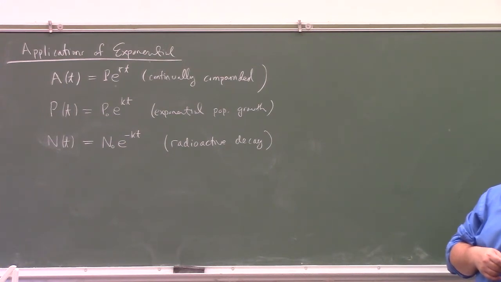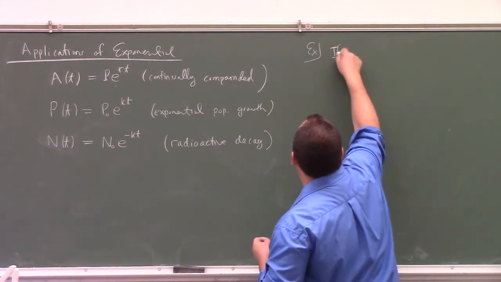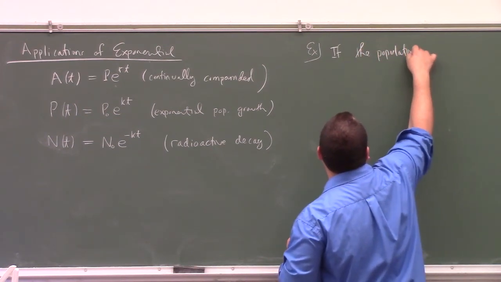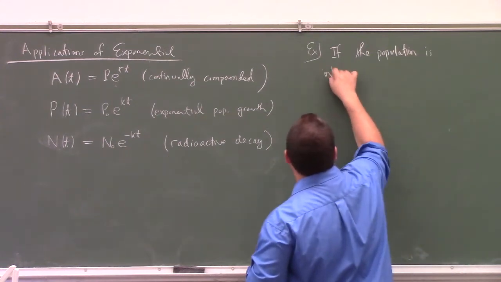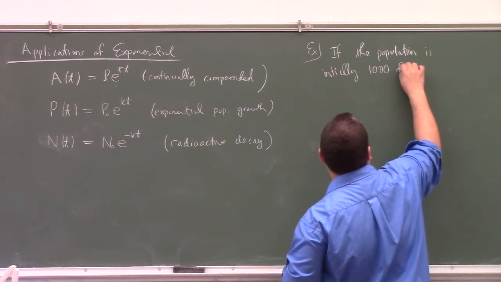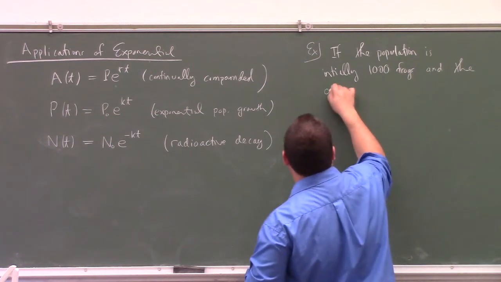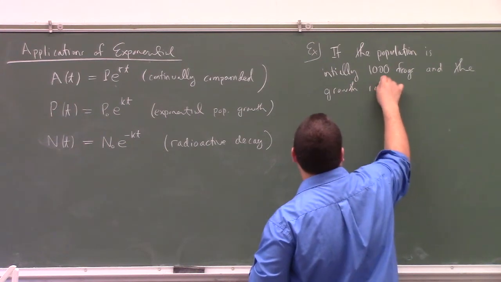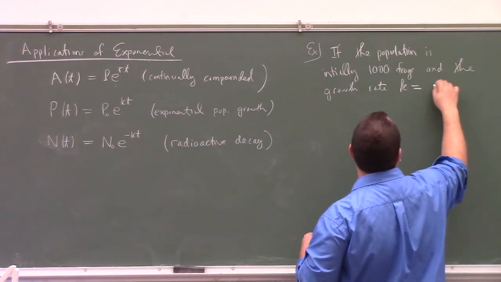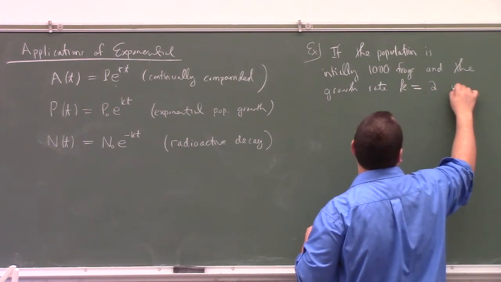Well, you could ask an applied question, right? Like, if the population is initially 1,000 frogs, and the growth rate k is equal to, I don't know, 2 with respect to days.